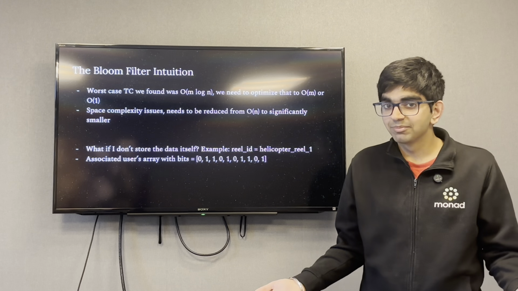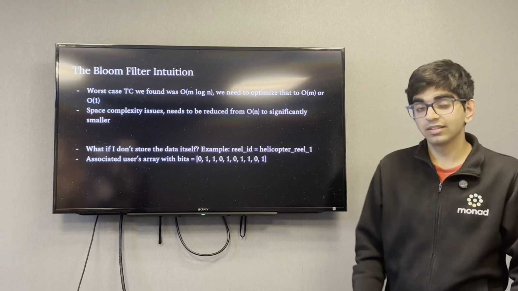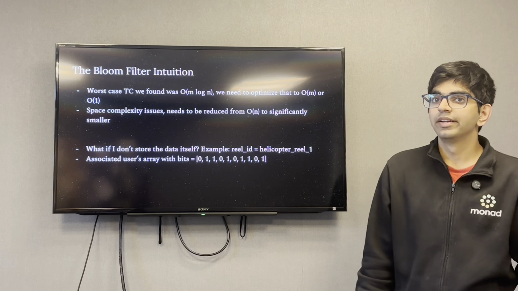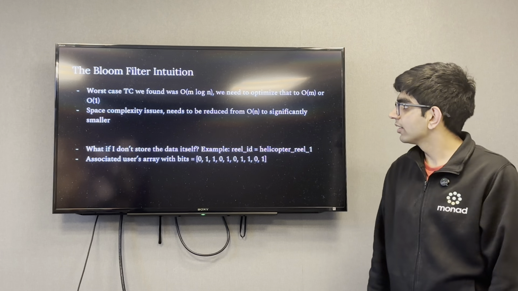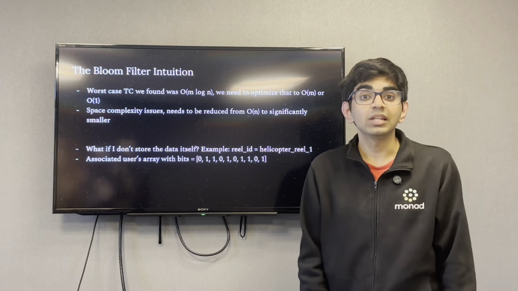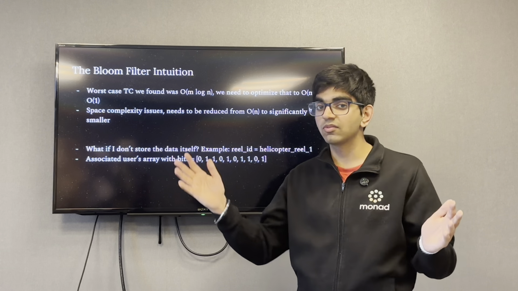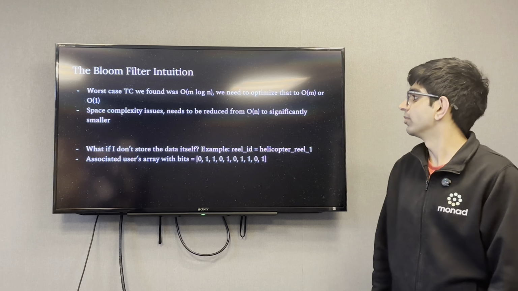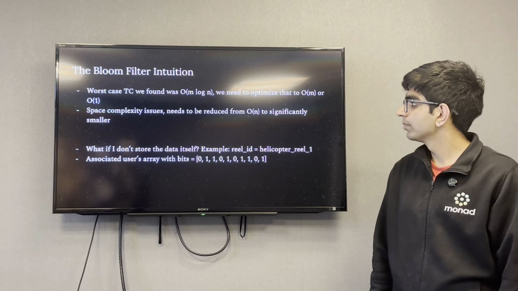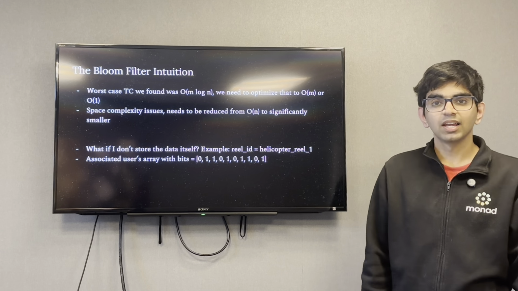Ideally O of 1, but how we're going to get there is something we're going to see, and it isn't directly intuitive. It wasn't to me either. And also the space complexity issue. We need to get away from storing all reels throughout the lifecycle of the app, because it makes no sense. So how do we do it?